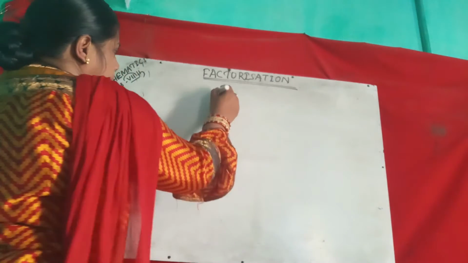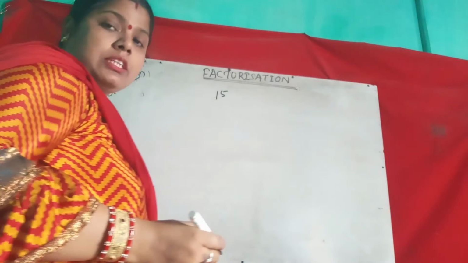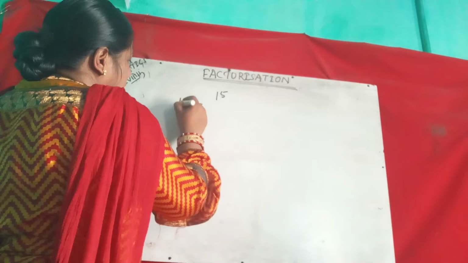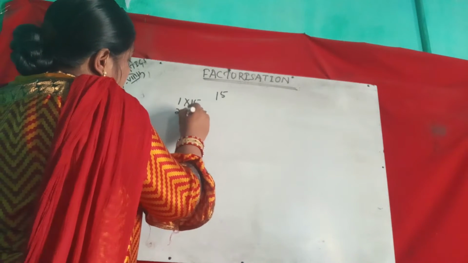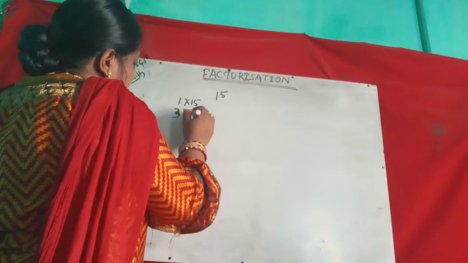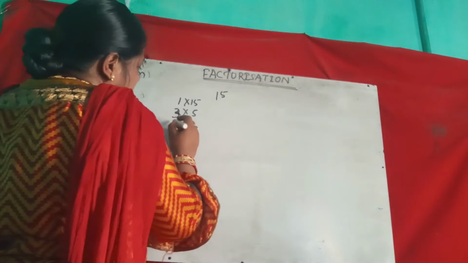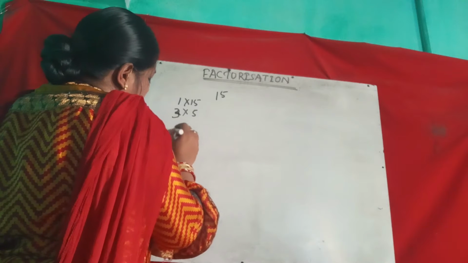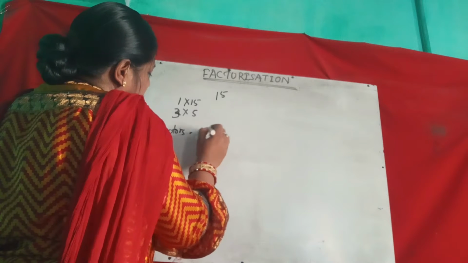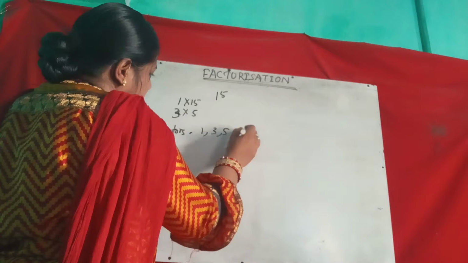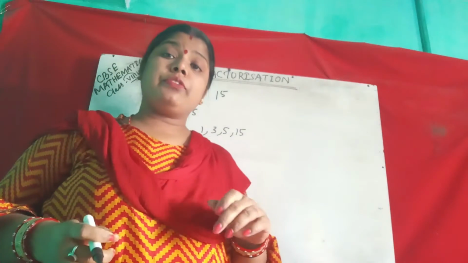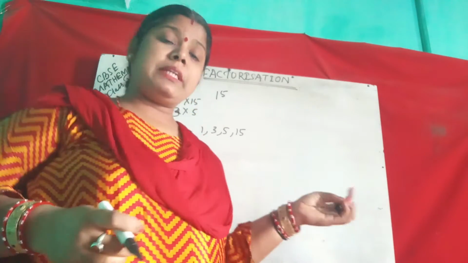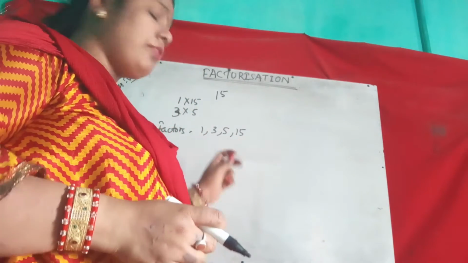Suppose we find the factors of 15. That means 1 into 15, then 3 into 5. So the factors of 15 are 1, 3, 5 and 15. But if you say prime factorization, it means 3 and 5.